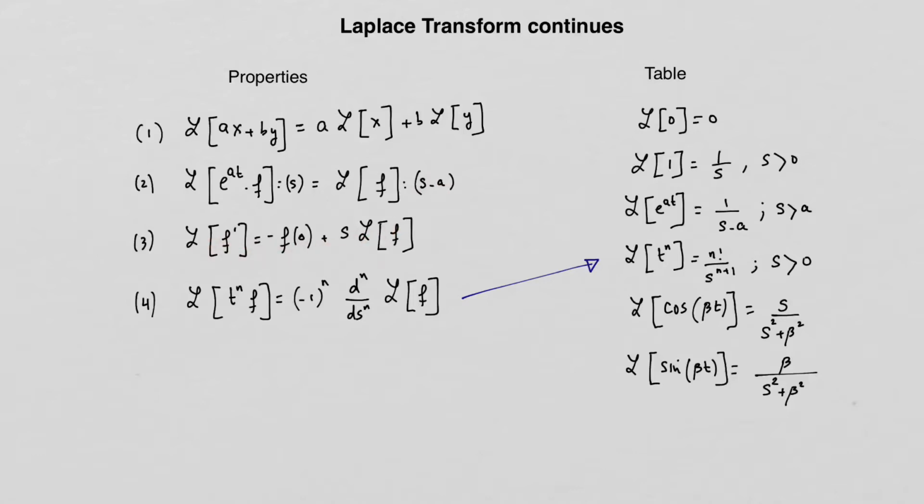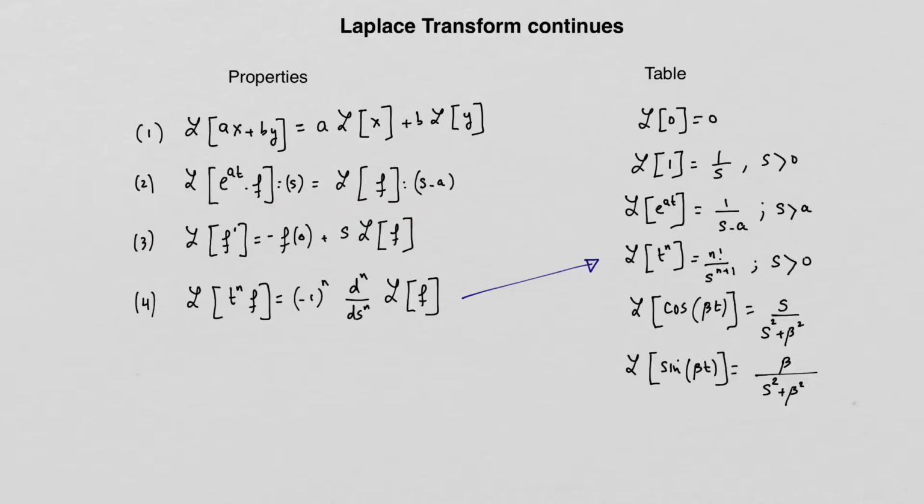This property relates f prime to f, which is going to be very helpful to us. So Laplace Transform of f prime is negative f of 0 plus s times Laplace Transform of f. It's not a surprise that f of 0 shows up. It's almost like an initial condition. If you have f and f prime in a differential equation, you would need f of 0, wouldn't you? So it's not surprising. In fact, it'll be clearer once we prove the extended version of this property today, okay?